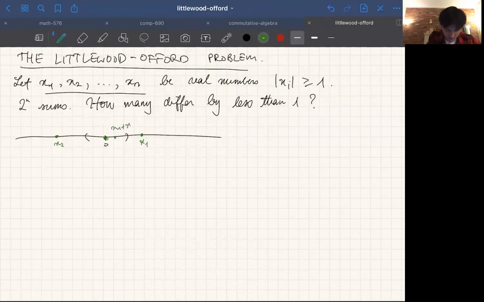x1 plus x2. And the Littlewood-Offord problem asks: can you draw a ball, a cluster of them, so that any two of them differ by less than 1? It's kind of like a cluster, and you pick, let's say, this ball. Any two within there differ by less than 1. That's obviously not possible here. It's not to scale, but you get the idea.